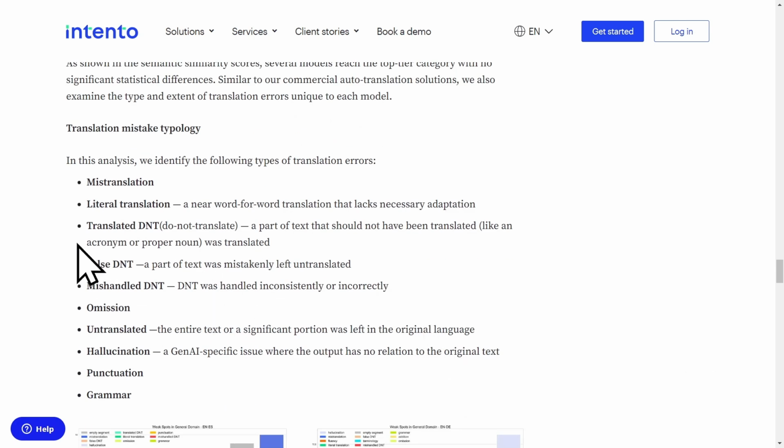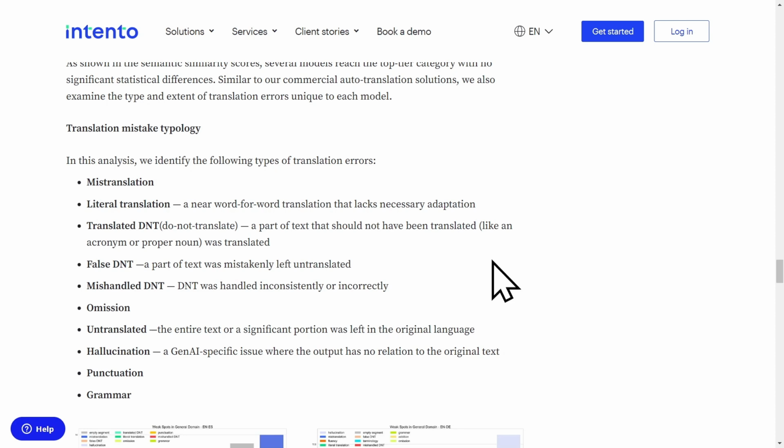So for example, if we look at this one, translated DNT, do not translate. So there's, for example, a name, an acronym, something like that, that you wouldn't want to be translated, and the system translated it. So that's something that you'll need to go back and fix. And the same thing in reverse, a false DNT, so a part of the text that was mistakenly left untranslated.